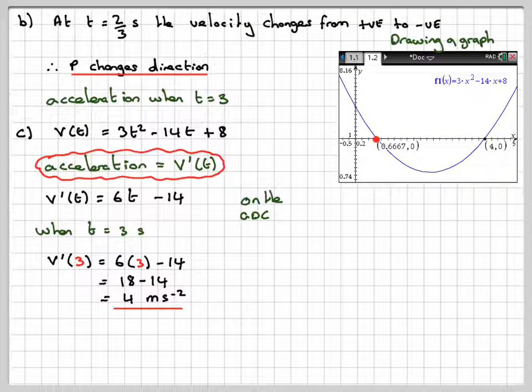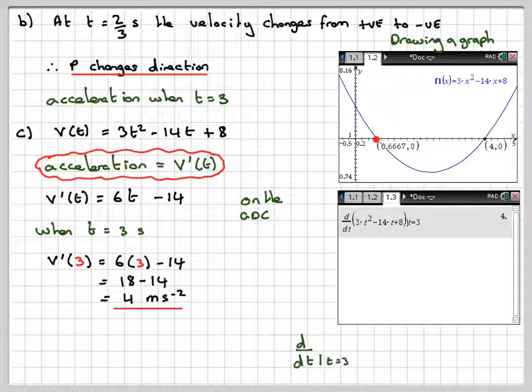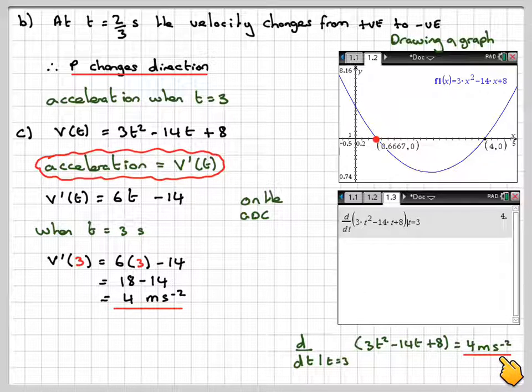So if you're going to do it on the GDC, you need to write something down. On the exam paper, you would need to write this: d/dt when t is equal to 3 of the velocity function 3t squared minus 14t plus 8 is equal to 4 meters per second squared. Don't forget they're squared.